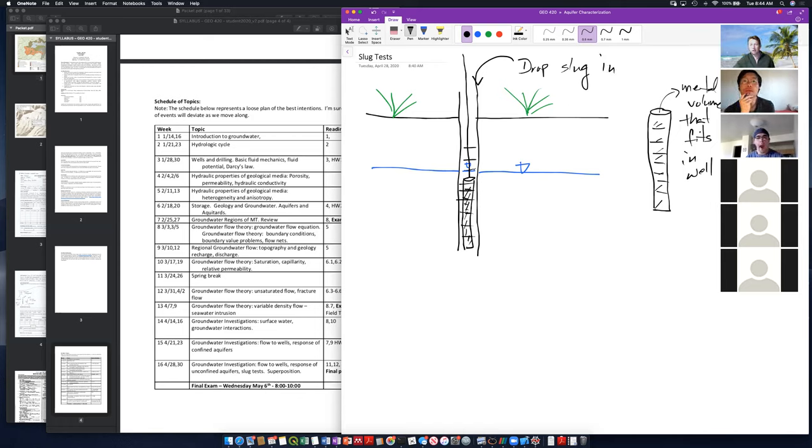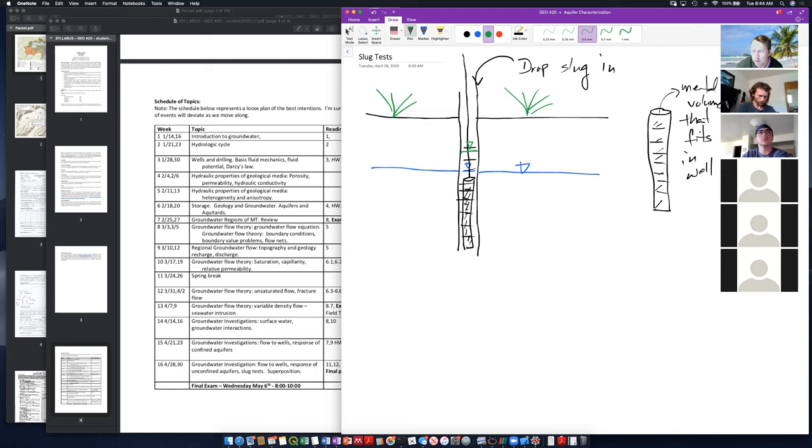Okay, so what do you think, if I drop this slug into my well, what's going to happen to the water level in my well? It will rise. Why? Because it's displacing water. Yeah, so the minute we drop it in, we've added all this volume to our well, and so we're going to see an immediate rise in the water level inside our well, right?